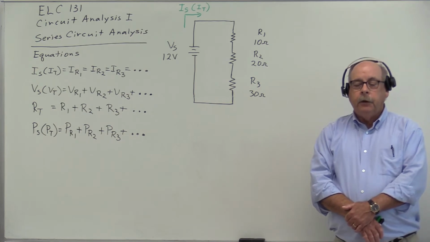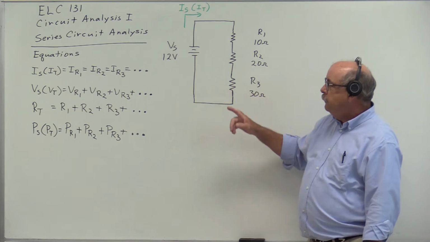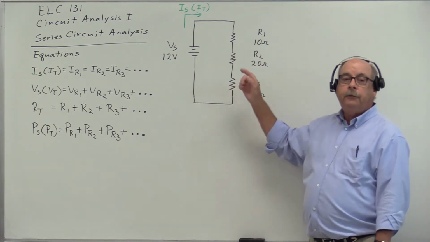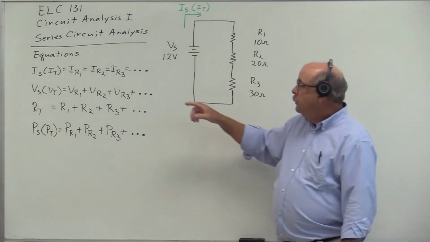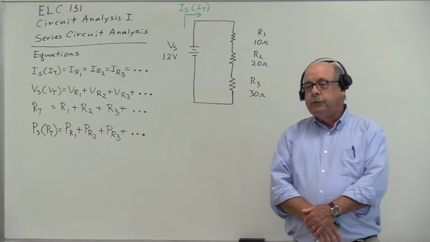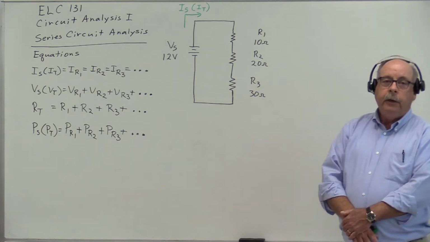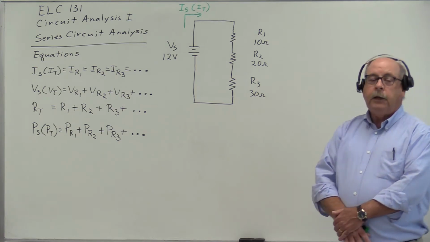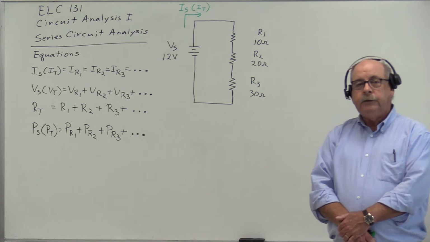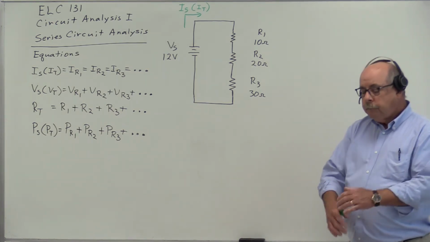And Kirchhoff's current law tells us that the current leaving the source has to flow through R1, it has to flow through R2, and it has to flow through R3. So our first equation for the analysis of this circuit states that I source equals IR1 equals IR2 equals IR3 equals ..., symbolizing that regardless of how many resistors we connect in series, those currents will be the same.